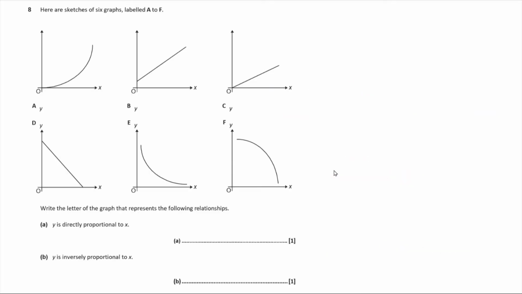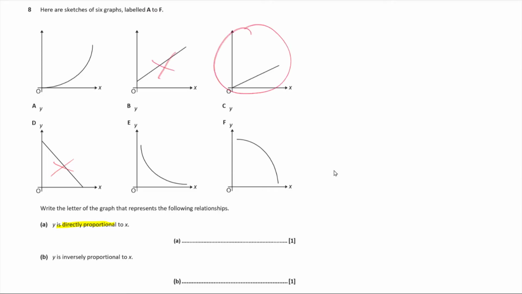Question 8, here is the sketch of 6 graphs labeled A to F. Write the letter of the graph that represents the following relationship. Y is directly proportional to X. Okay, so for direct proportion, you need to have a straight line, and that straight line needs to go through the origin. Okay, so it's definitely not that one. That doesn't go through the origin. That doesn't go through the origin. That one does. Okay, so it's that one there.